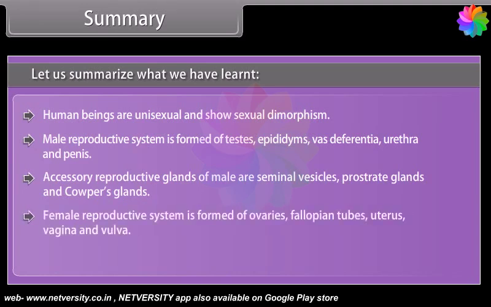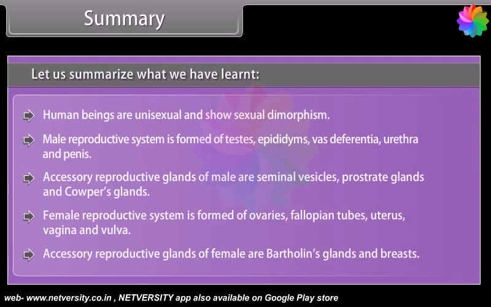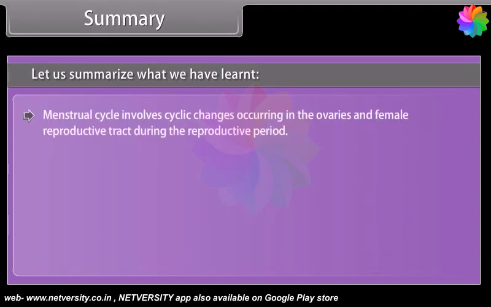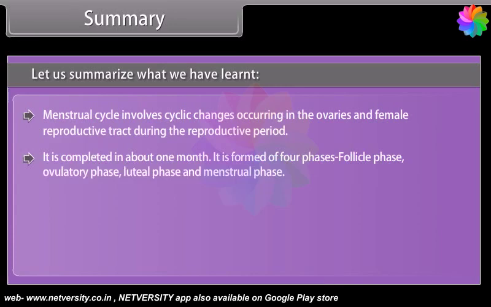Female reproductive system is formed of ovaries, fallopian tubes, uterus, vagina, and vulva. Accessory reproductive glands of female are Bartholin's glands and breasts. Menstrual cycle involves cyclic changes occurring in the ovaries and female reproductive tract during the reproductive period. It is completed in about 1 month. It is formed of 4 phases: follicle phase, ovulatory phase, luteal phase, and menstrual phase. It starts at puberty and permanently stops at menopause.